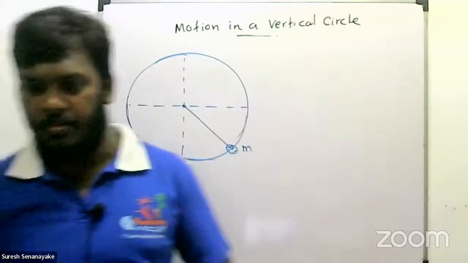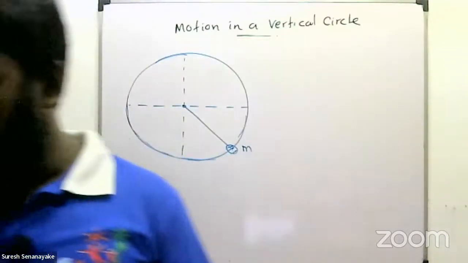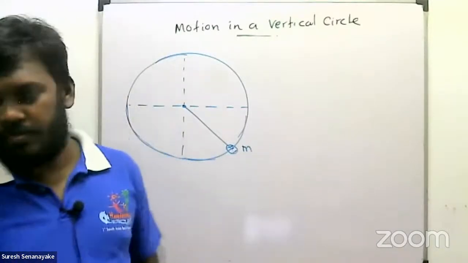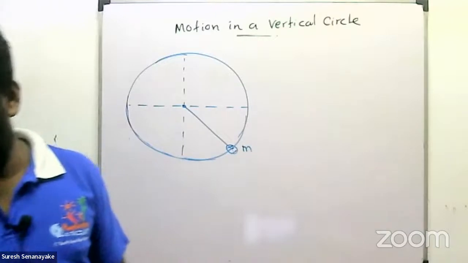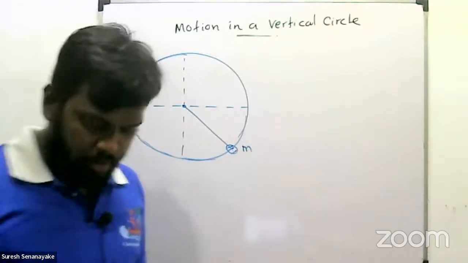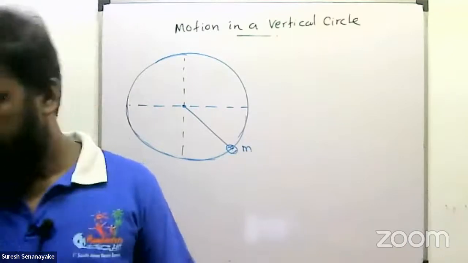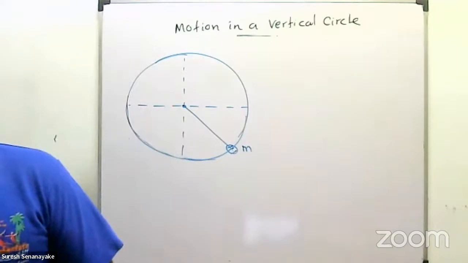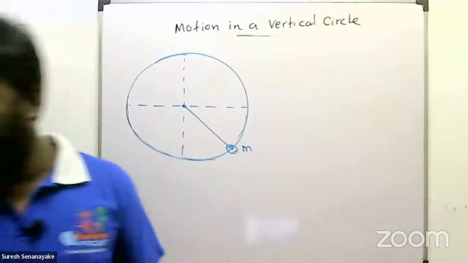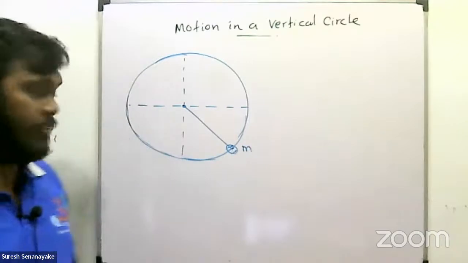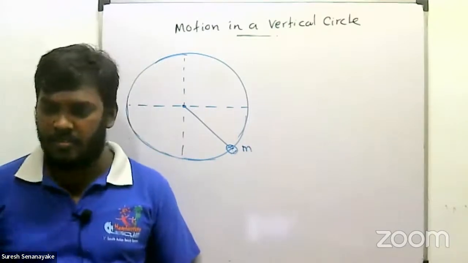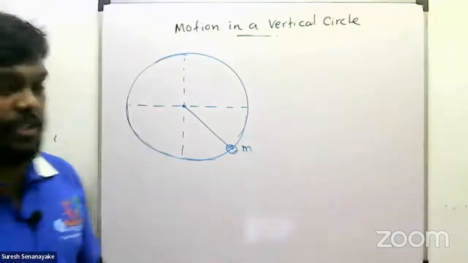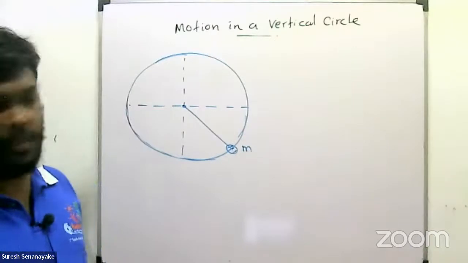Consider a body of mass simple m tied to one end of the string and made to rotate in a vertical circle of radius r as shown in the figure, right?